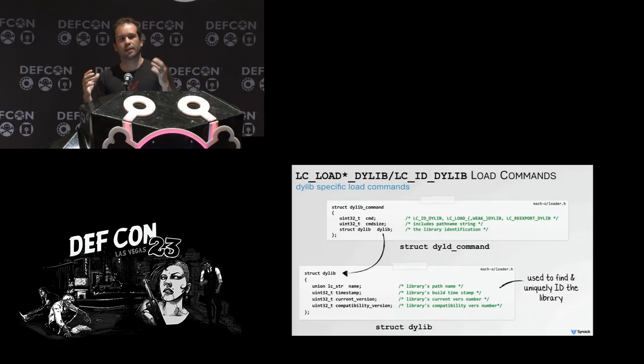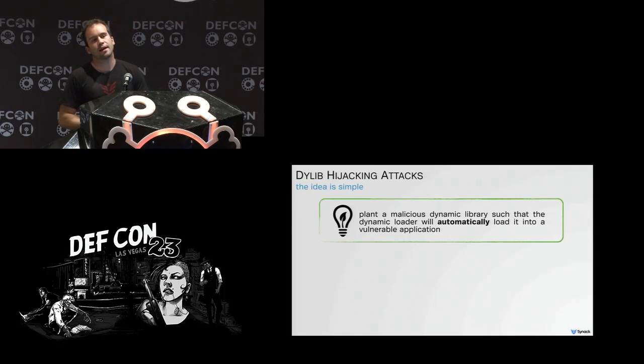And what the loader does is it goes and finds that dylib, and then in the dylib, it looks for the dylib's LC_ID_DYLIB load command and makes sure they just match. So that's why they have the same format. They're basically complementary. All right, so back to dylib hijacking.